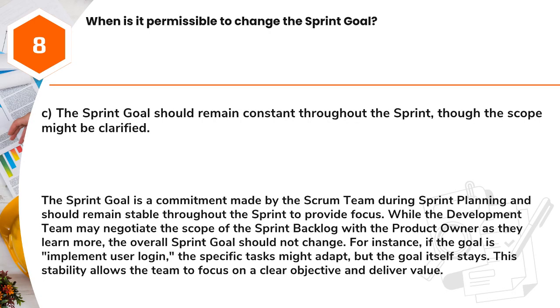Answer: C. The sprint goal should remain constant throughout the sprint, though the scope might be clarified. The sprint goal is a commitment made by the Scrum team during sprint planning and should remain stable throughout the sprint to provide focus. While the development team may negotiate the scope of the sprint backlog with the product owner as they learn more, the overall sprint goal should not change. For instance, if the goal is to implement user login, the specific tasks might adapt, but the goal itself stays. This stability allows the team to focus on a clear objective and deliver value.